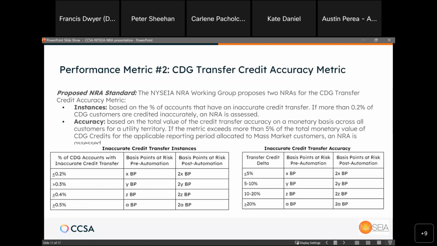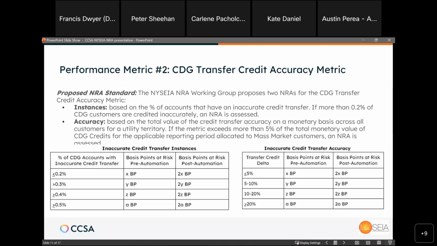Next slide, please, Kate. So in terms of the actual NRA that would be applied to this, we have two sub-NRAs for this metric. We first have the instances of inaccurate credit transfers. The one NRA would be based on the percentage of accounts that have an inaccurate credit transfer. The threshold would be that 0.2% of CDG customers are credited inaccurately. In that instance, we would apply an NRA.